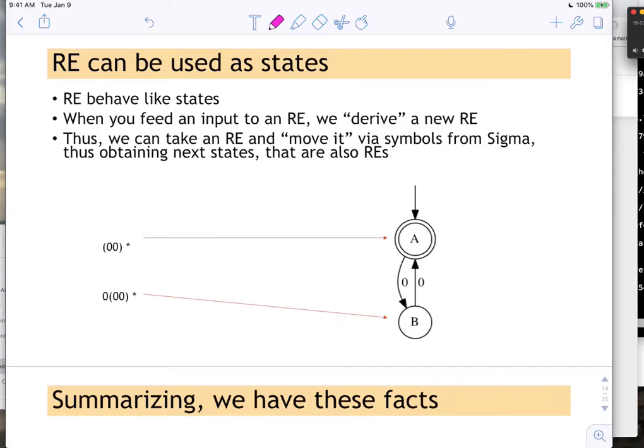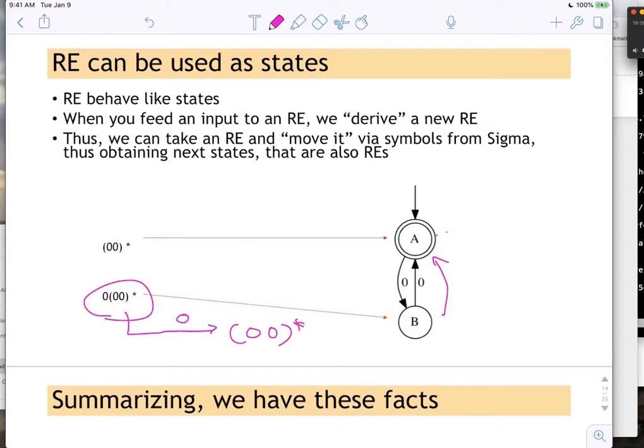And then when that machine transitions to B through a zero, you can label it with the derivative of the 0, 0 star on zero, which is 0 followed by 0, 0 star. And then if you pump it once more, the 0, 0, 0 followed by 0, 0 star upon 0 derives 0, 0 star back. So you can treat this as the same state. So that's kind of how they use regular expressions themselves as names of DFA states. It's kind of as meaningful as anything else.